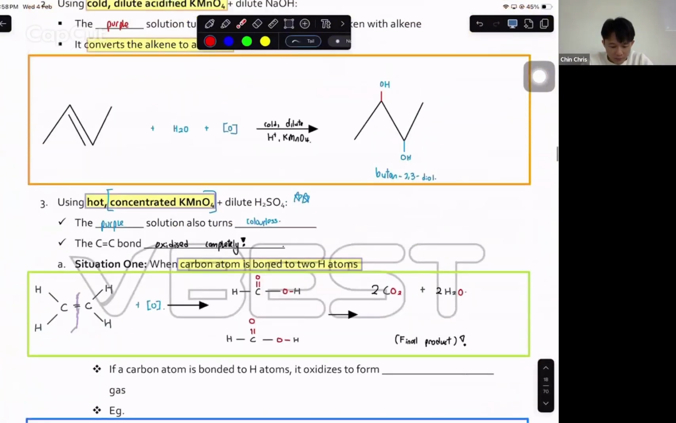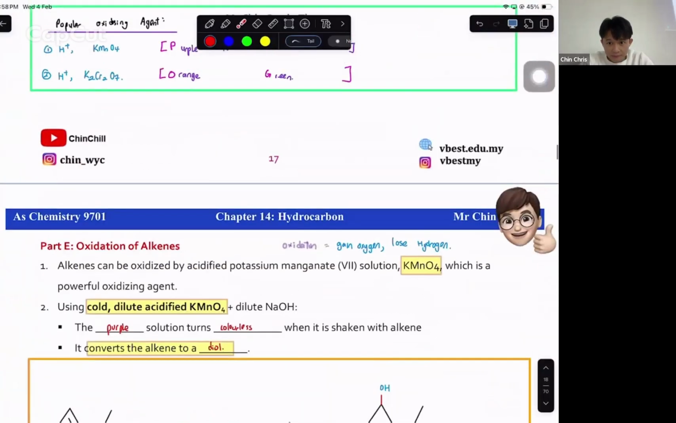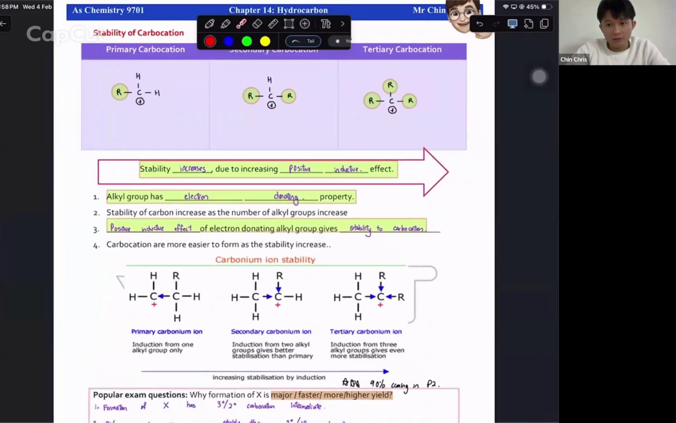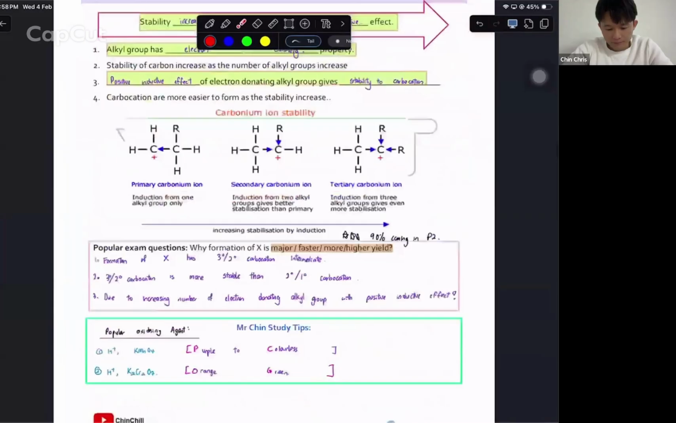Gloriana, for the reduction part, please. Are you talking about this page or the next page? The next, okay, come.